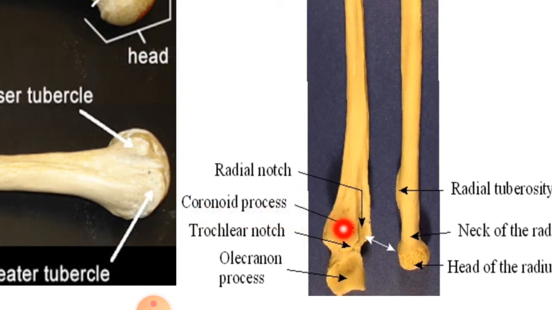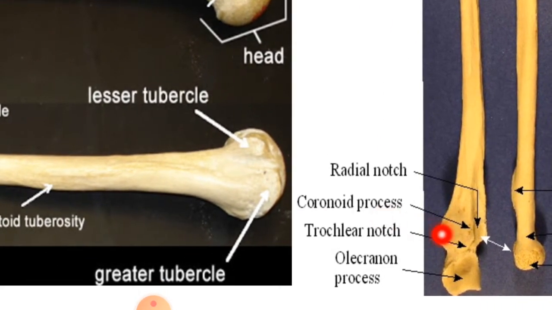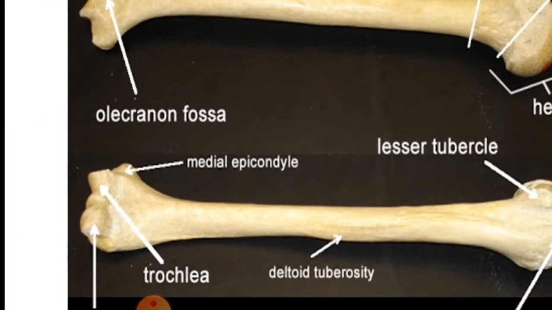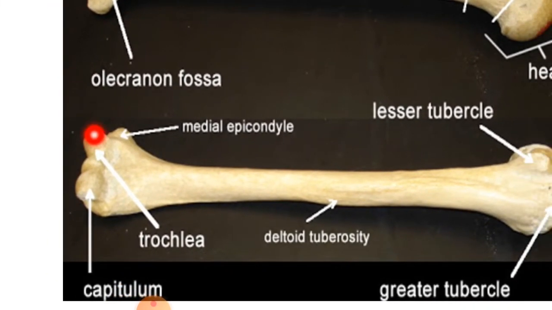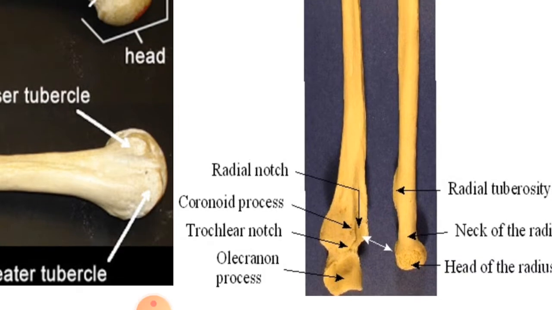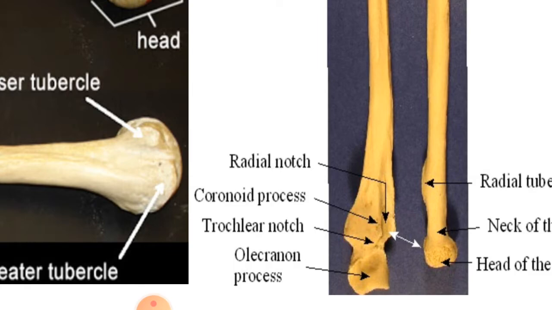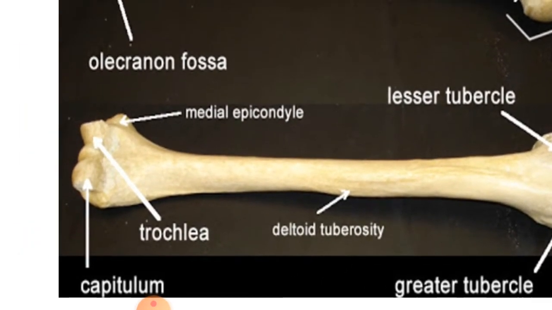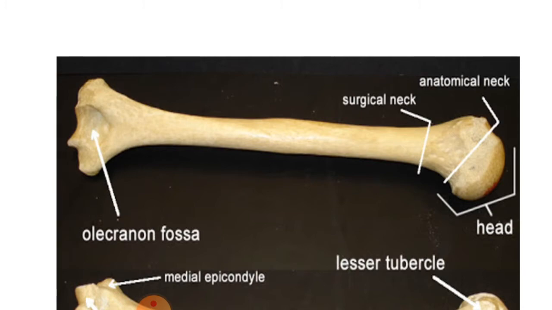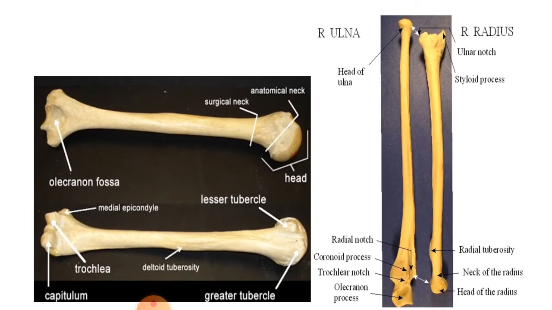The coronoid process, the trochlear notch, and this trochlear notch will be accommodated by the trochlea on the distal end of the humerus. Here is the olecranon process of the ulna, that is going to be accommodated by the olecranon fossa of the humerus, and it will take part in the formation of the elbow joint.